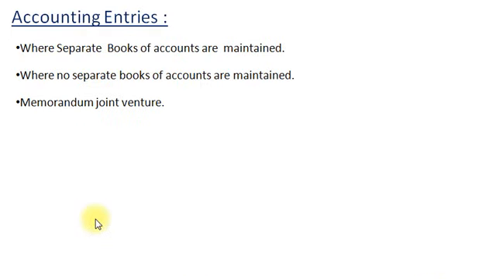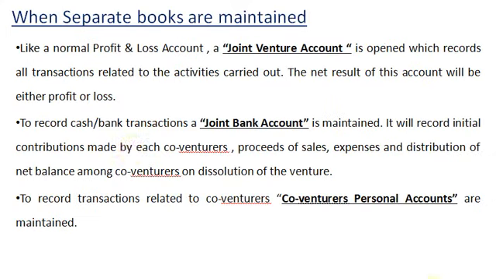Now accounting entries. For accounting purposes, we have three methods to maintain books of accounts for joint venture business. First is where separate books of accounts are maintained. Second, where no separate books of accounts are maintained. And third, memorandum joint venture method. Dear students, now we will discuss one by one all three methods. First, we will discuss accounting entries where separate books of accounts are maintained. When separate books are maintained, we prepare accounts like joint venture account, joint bank account and co-venturers' personal accounts.